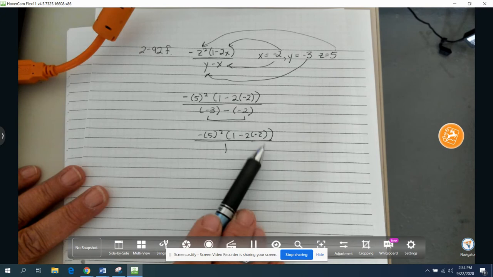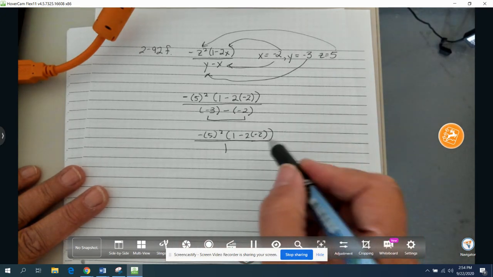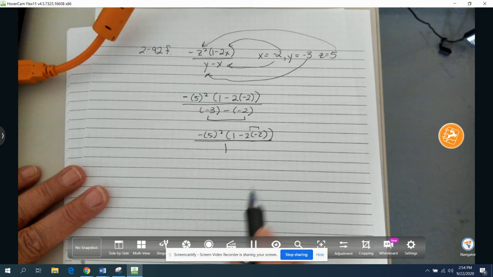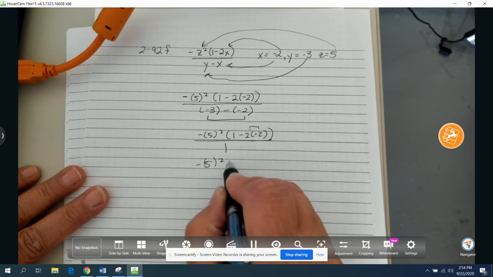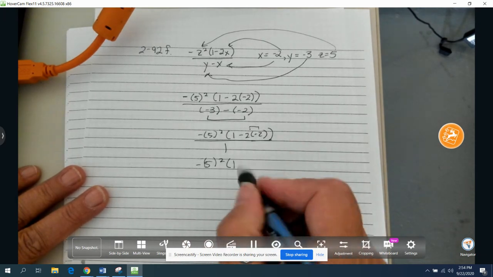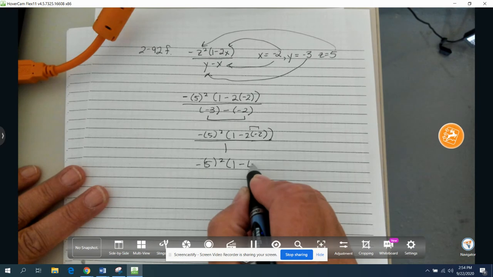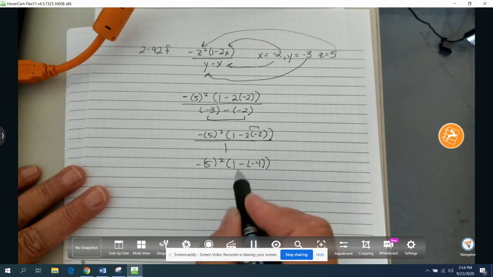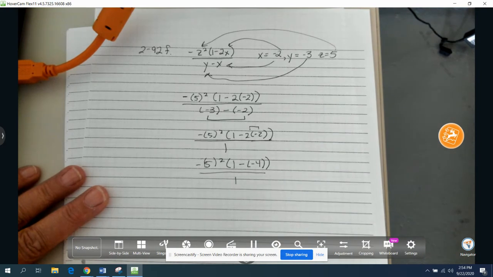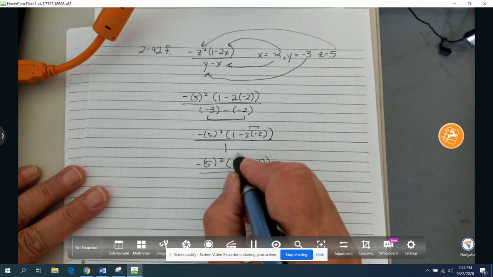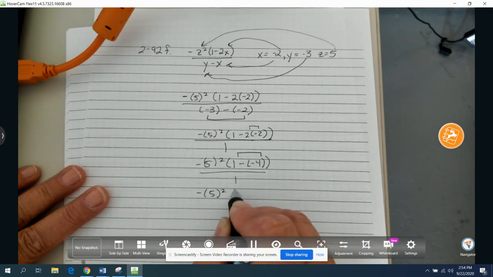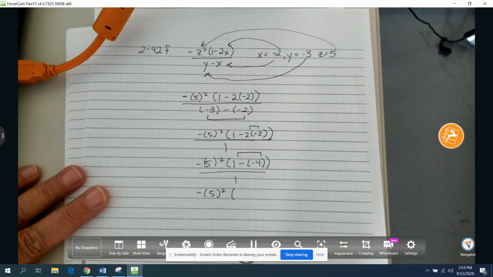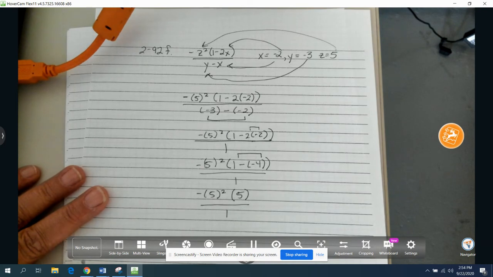First thing I need to do is go inside my parentheses and do the work there. So inside my parentheses, I'm going to start by multiplying these two. So I still have negative 5 squared, parentheses 1, and 2 times negative 2 is negative 4, so minus negative 4, all over 1. Then I go back to my parentheses and do that again. So I have negative 5 squared, still rewriting that because I haven't done anything. 1 minus negative 4 is 5, so I'm going to put a 5 there, all over 1.